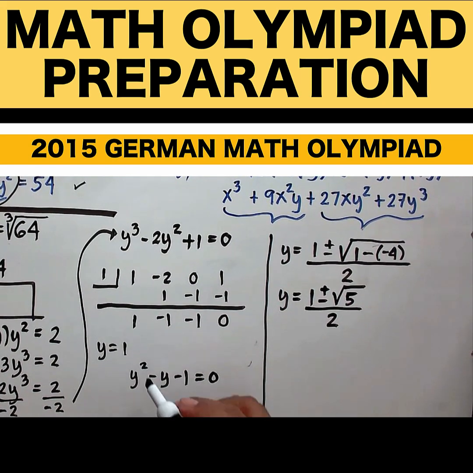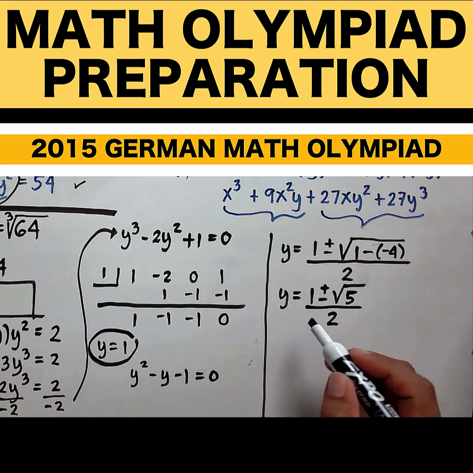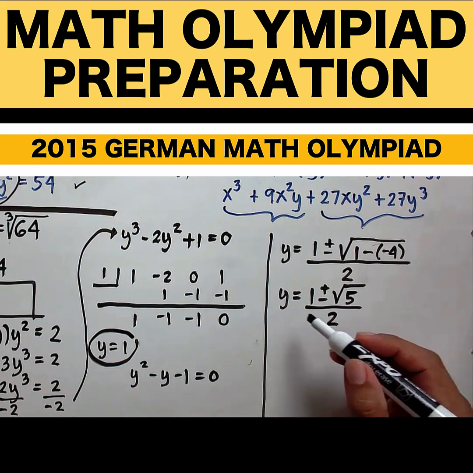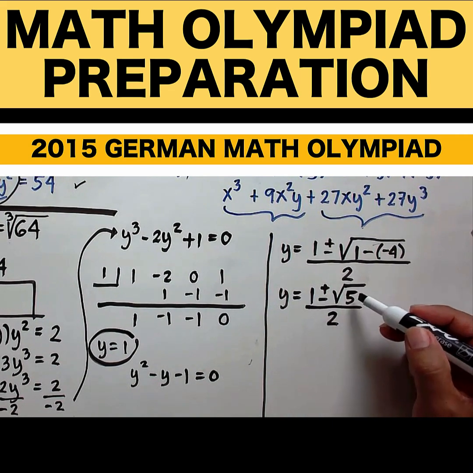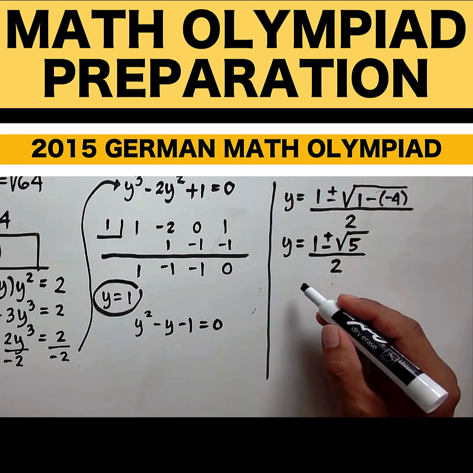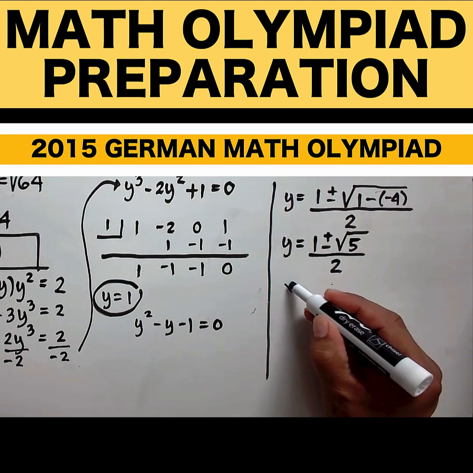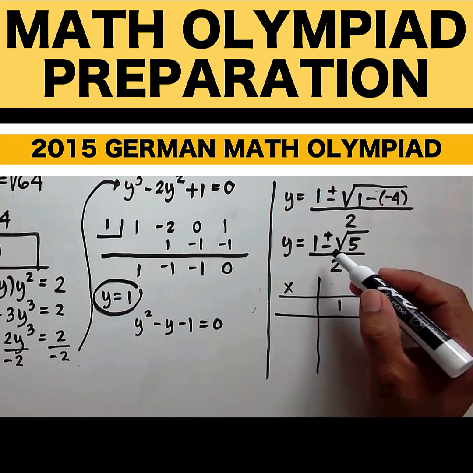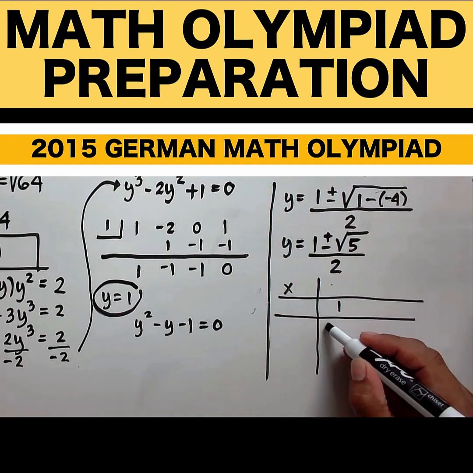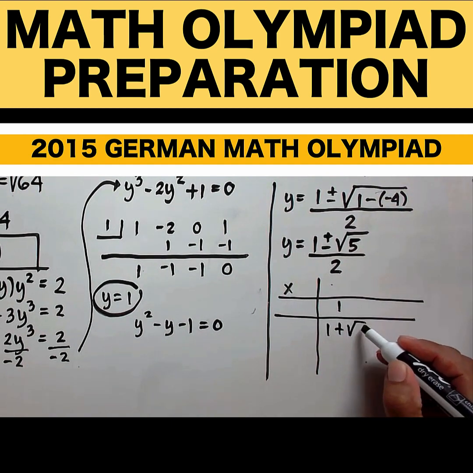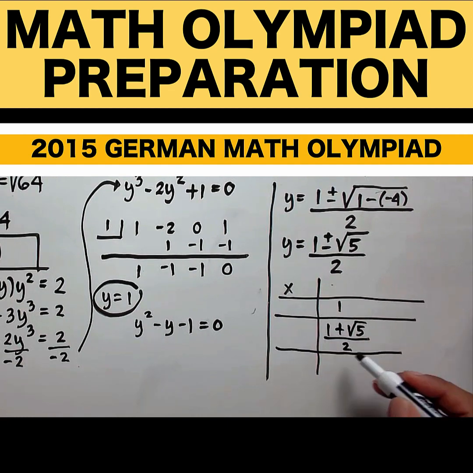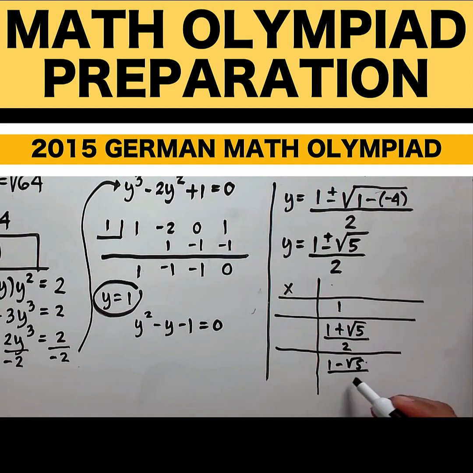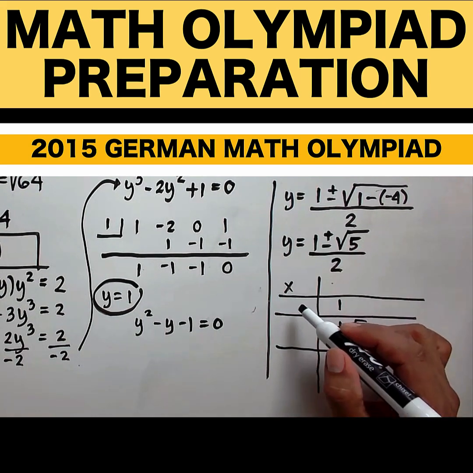So we now have 3 roots for y. Y equals 1, y equals 1 plus square root of 5 over 2, and the third one is y equals 1 minus the square root of 5 over 2. So let's summarize our values for y, and we still need to find the values of x. So we know that y is equal to 1. We know also that y is 1 plus square root of 5 all over 2. And the third value for y is 1 minus square root of 5 over 2. We need to find the corresponding x values.